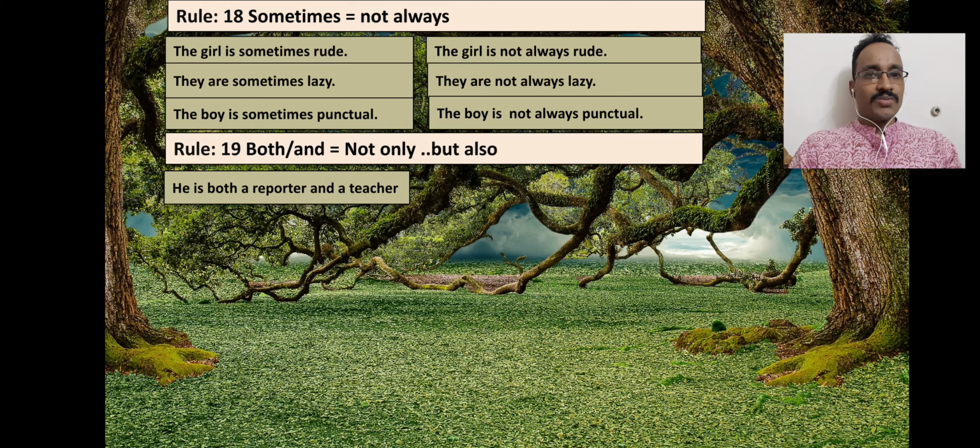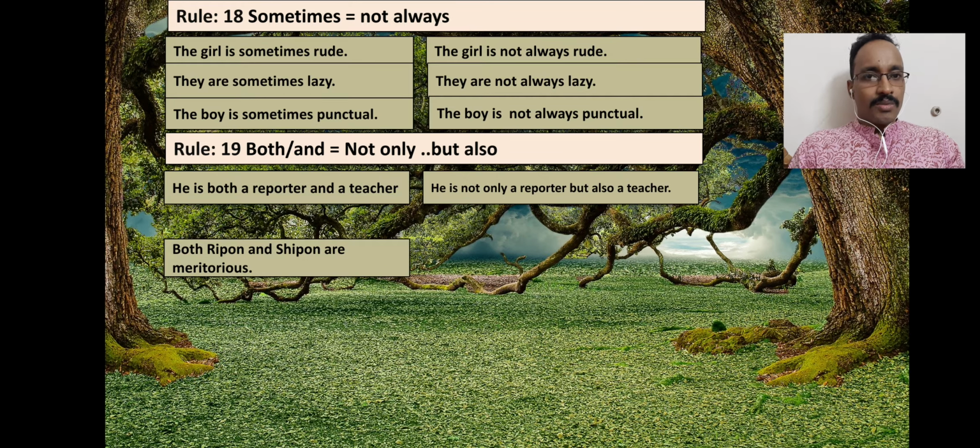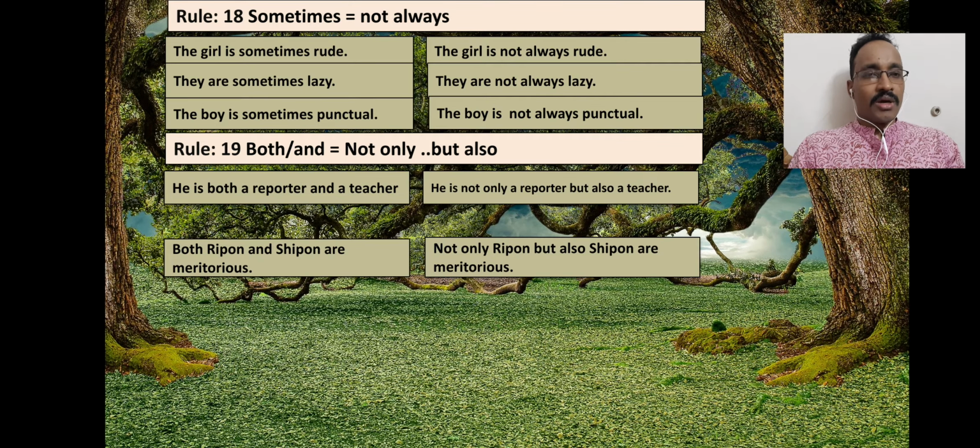See, he is both a reporter and a teacher. So both and becomes not only but also. He is not only a reporter but also a teacher. Both Ripon and Shipon are meritorious. Both and, so not only but also. We will use not only but also to make it a negative sentence. Not only Ripon but also Shipon is meritorious.